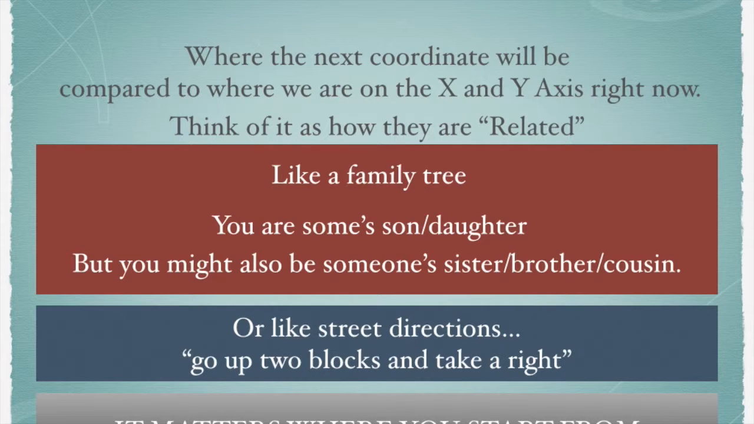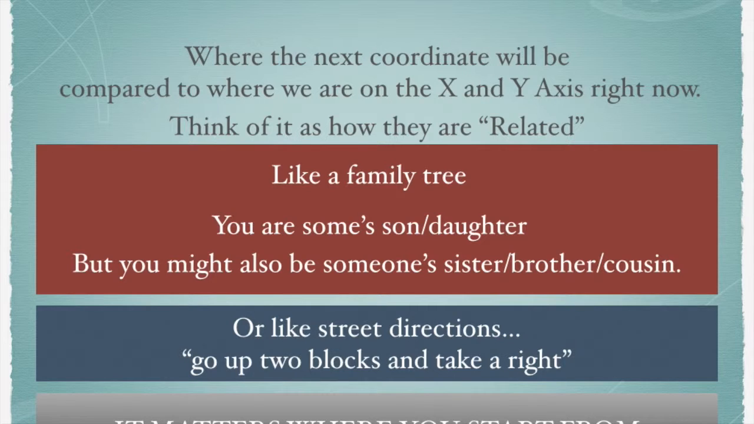Okay, so in this lesson you're going to learn how to do relative coordinates. Relative coordinates are different than absolute coordinates, and the key part of the word relative is like you'd think of a family tree. You're related to other people. So coordinates that are relative have to do with where you want to go from where you are. So how is where you're going related to where you've been? And you're talking about the x and y axis.